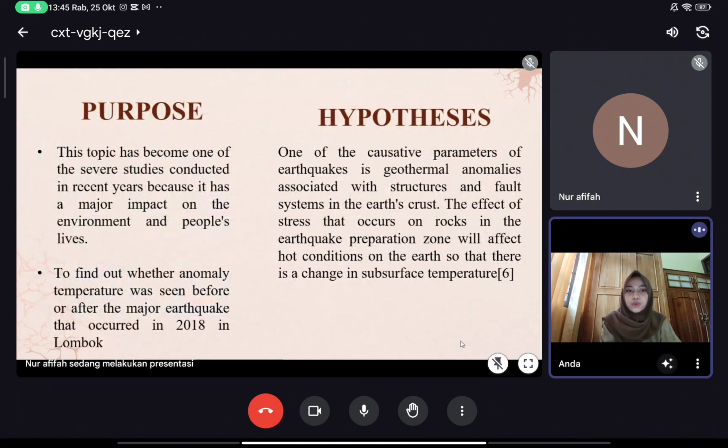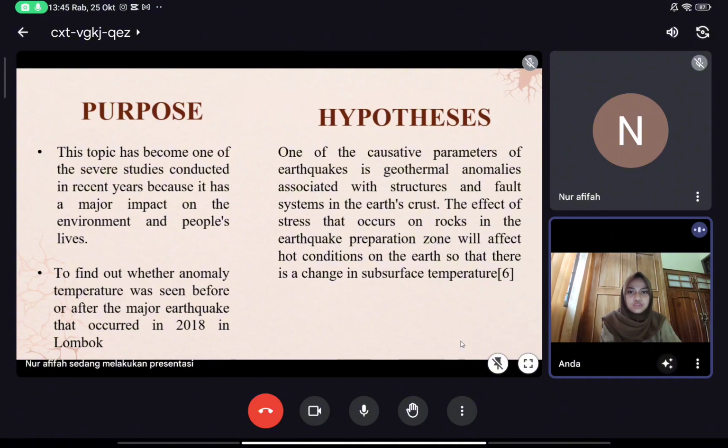So the purpose of this research, first, this topic has become one of the several studies conducted in recent years because it has a major impact on the environment and people's lives. Second, to find out whether an anomaly in temperature was seen before or after the major earthquake that occurred in 2018 in Lombok. So the hypothesis is that one of the causative parameters of earthquakes is geothermal anomalies associated with structures and fault systems in the earth's crust.